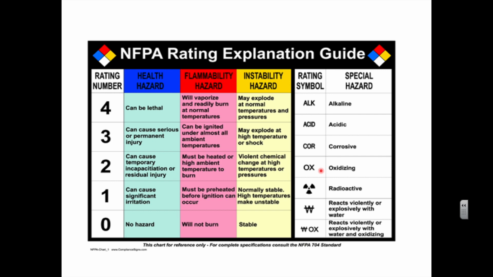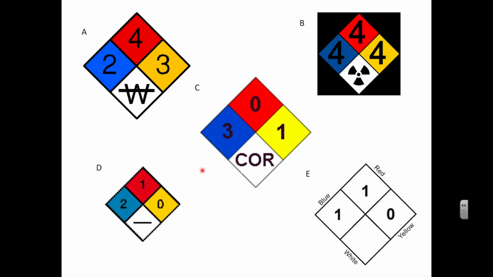Oxidizing, which means it will burn and it will produce its own oxygen. So some chemicals will do that. You can't choke them by cutting off their air supply. They'll produce their own oxygen. Radioactive is radioactive. Some of them do not react well with water, so they have a W with a line through it. And then reacts explosively with water, which would be W with a line through it and ox. Okay, so that's a dangerous one.